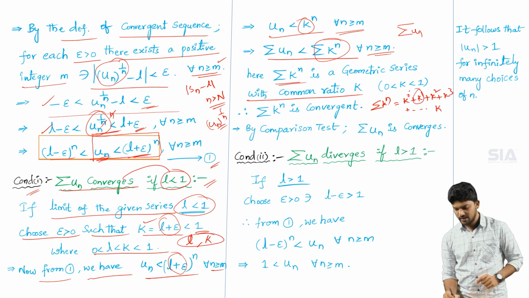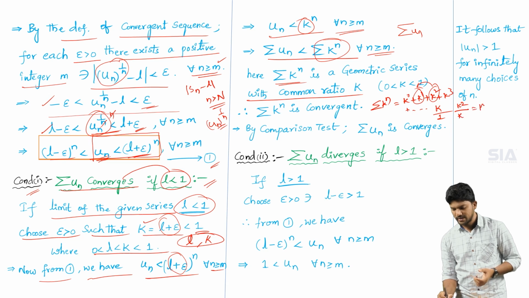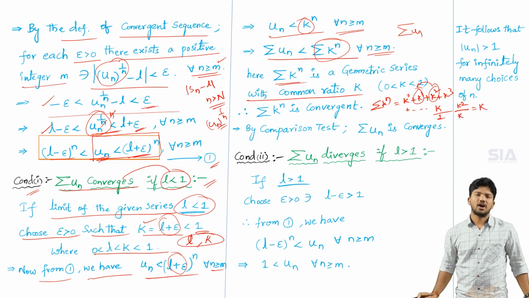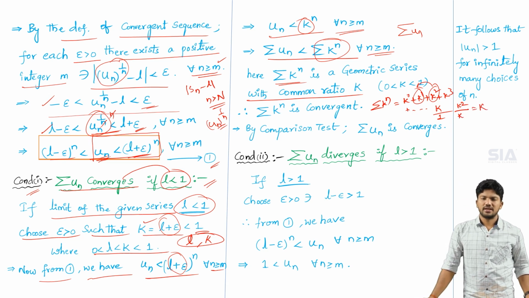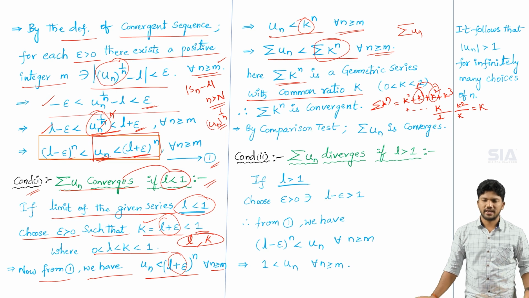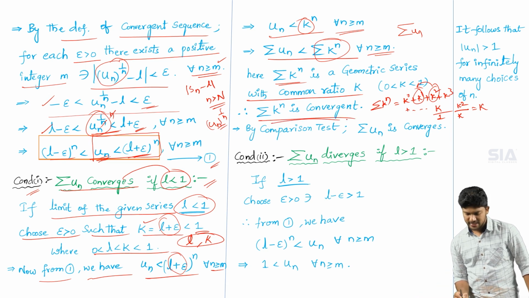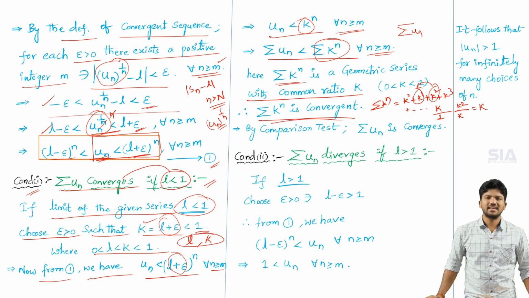The first term is k power 0, which means 1. The second term is k, since k power 1 means k. Or you can take the third term divided by the second term: the third term is k square, and k square by k is nothing but k. That is the common ratio. So the common ratio is small k, and therefore the series summation k power n is convergent.